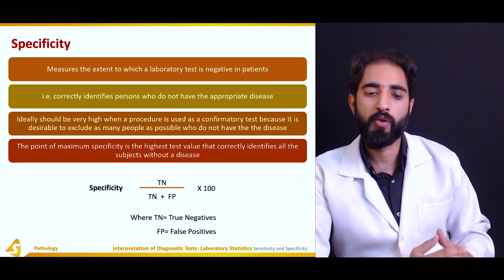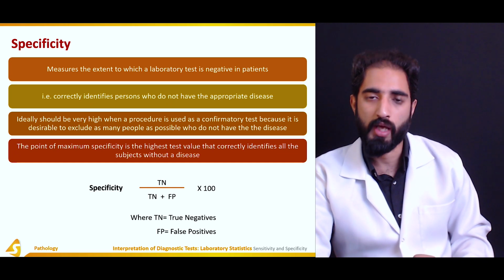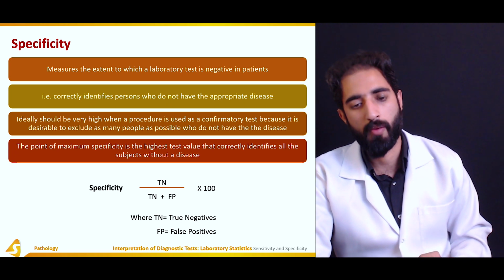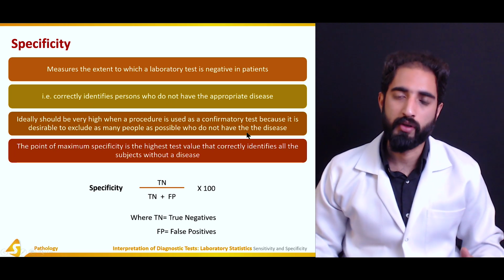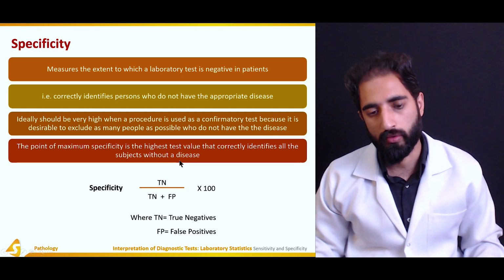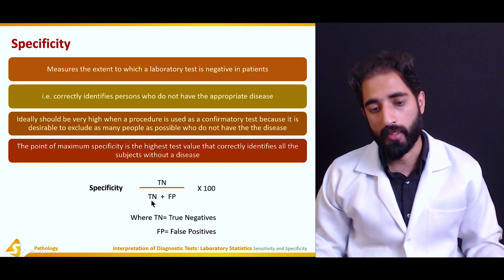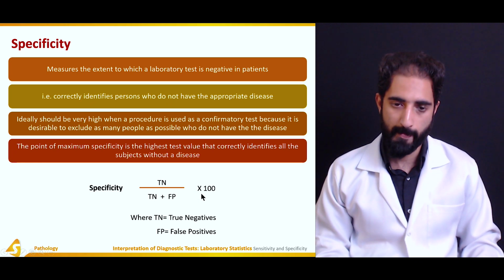So the formula to calculate the specificity is true negatives divided by true negatives plus false positives, multiplied by 100. Whereas if you remember the negative predictive value, that was true negatives divided by true negatives plus false negatives, multiplied by 100.